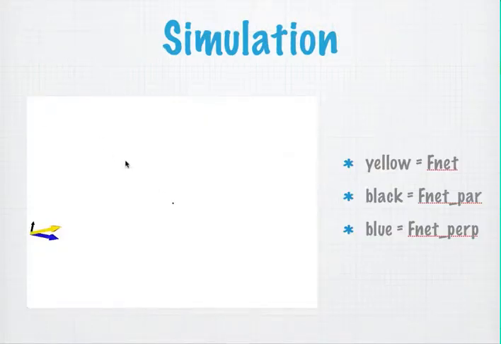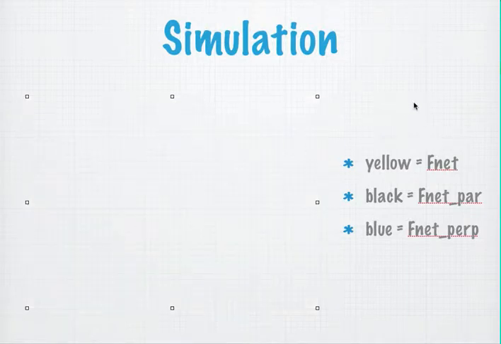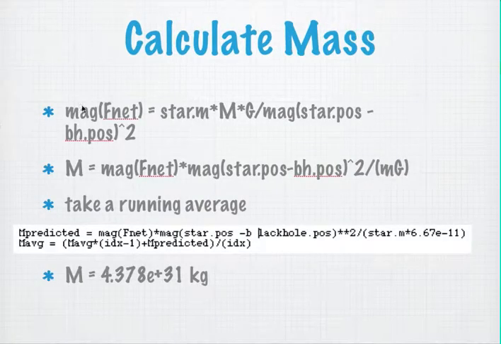And then we can run a simulation in VPython. Yellow represents our F-net vector, black is the parallel component, blue is perpendicular. So it looks like that. We have enough information that we can calculate the mass of the black hole.